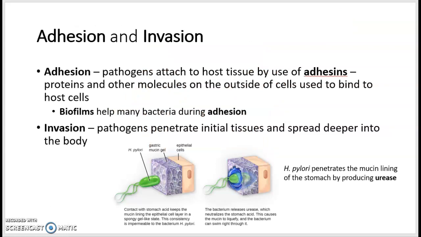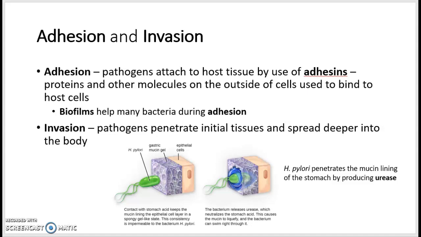Once inside a person, the next stages of pathogenesis are adhesion and invasion. During adhesion, pathogens attach to a host by use of adhesins. These are proteins and other molecules on the outside of pathogens, both cells and virions, that those pathogens use to bind to host cells. We talked about some of these adhesins when we discussed viruses. Bacteria also use adhesins. Biofilms help some bacteria during adhesion, and bacteria also produce other proteins that help them attach to the host.